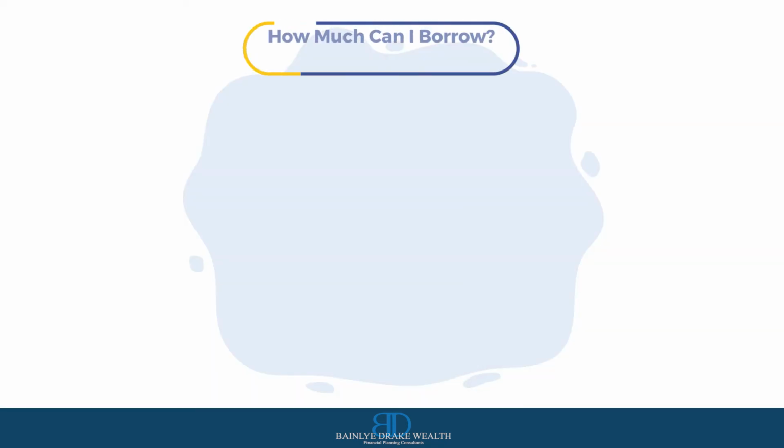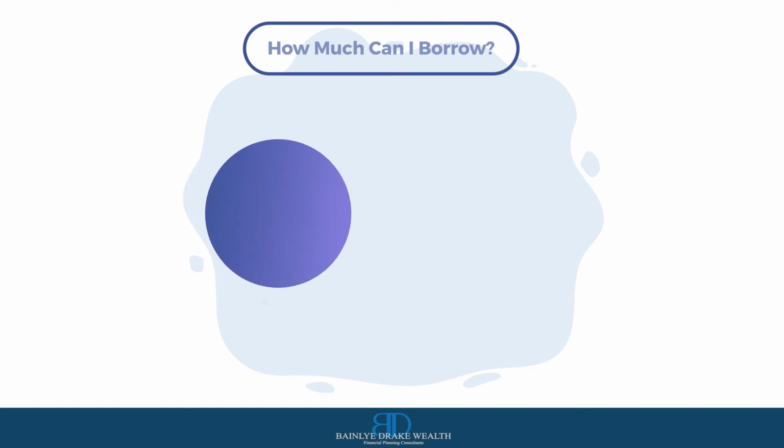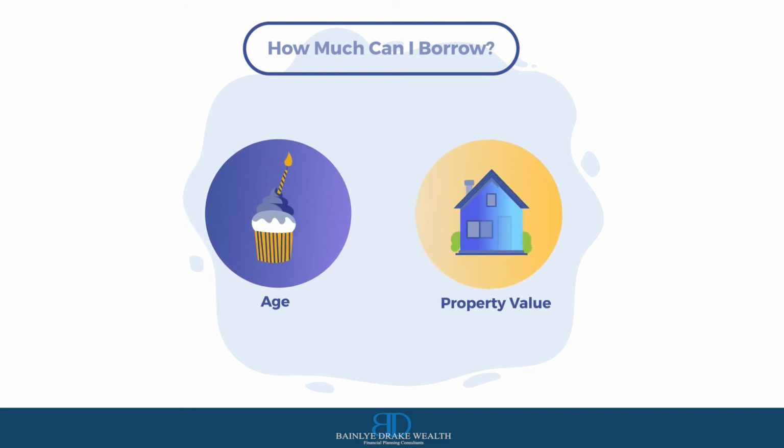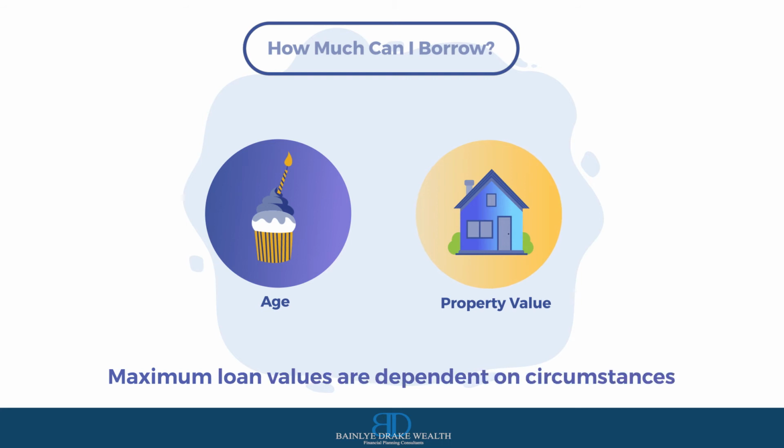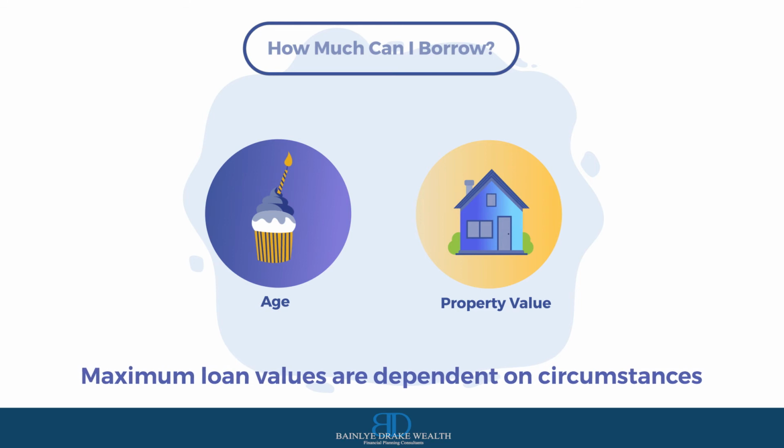Another common question is, how much can I or we borrow? Schemes vary, and there are various factors which dictate the maximum loan. Your age or ages and your property value are the most important factors. The older you are, the more you can borrow. Generally, the maximum is 50% of the property value, but most of the time will be lower.